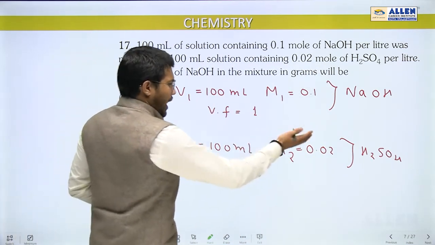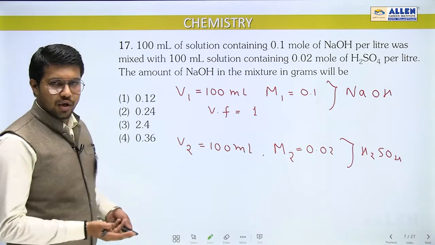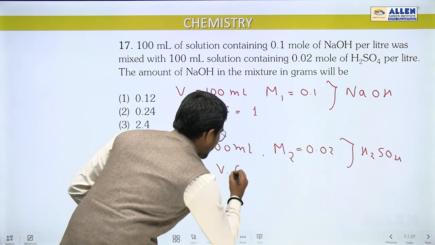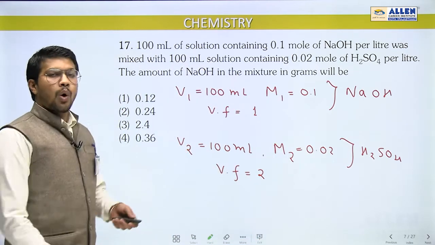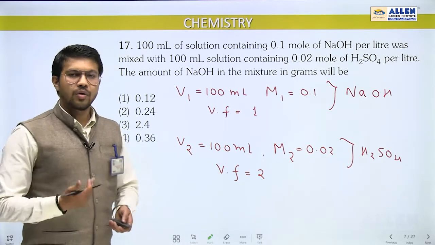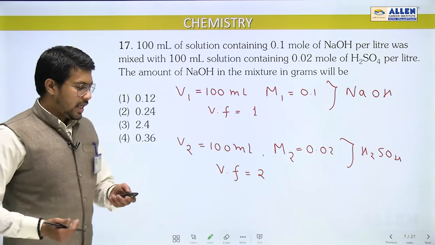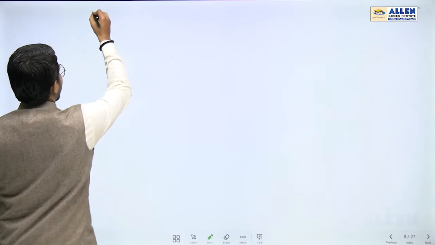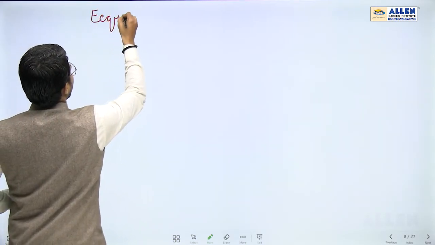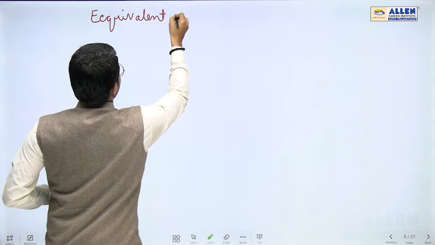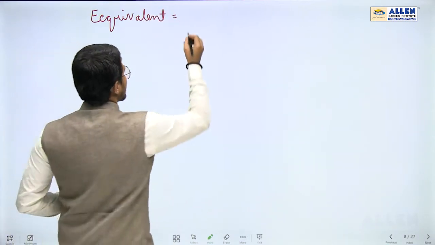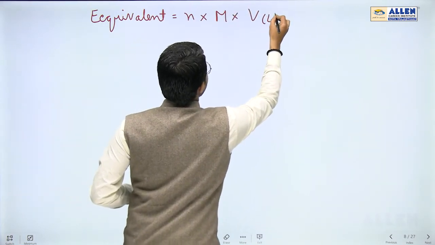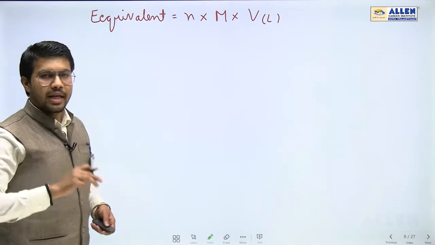Now in this particular acid, this is a strong acid, obviously it can release 2H plus ions. So we can also say that the valency factor for H2SO4 is 2. Okay. Now why am I including this valency factor? Because we will solve this question through the concept of equivalents. We know that number of equivalents is equal to valency factor into molarity into volume. If it is in liter, we'll say equivalents, but if it is in ml, we'll say milliequivalents.